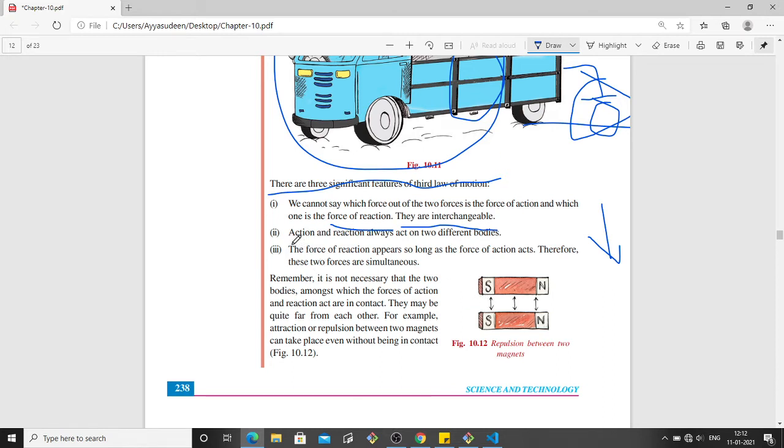The next is that action and reaction always act on two different bodies. If they were acting on the same body, it would not move, so they have to act on two different bodies. The third one is that the force of reaction appears so long as the force of action acts. As long as the force of action is there, the force of reaction appears. So these two forces are simultaneous.